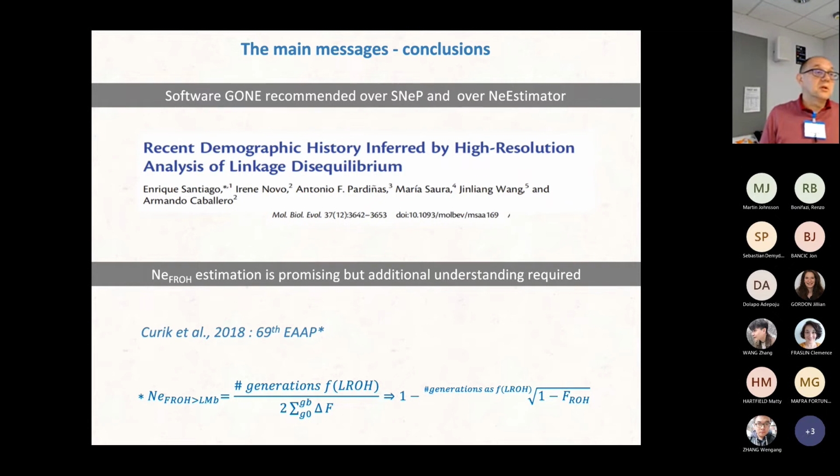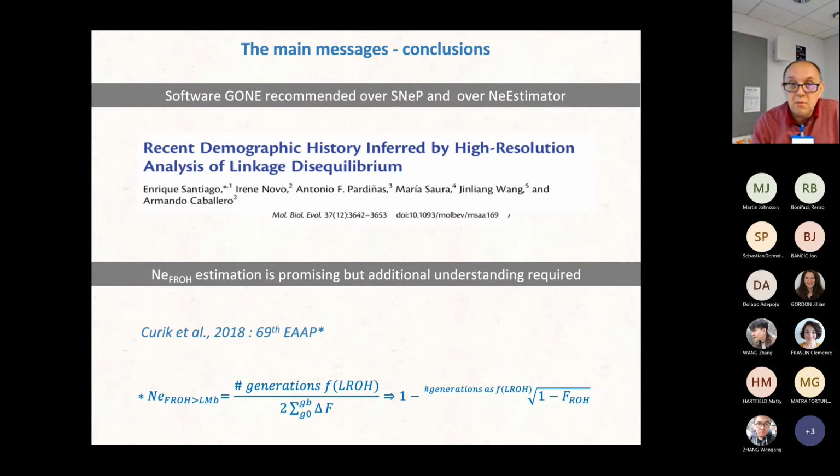So I would like to tell you my conclusions, the ones we think we can stand behind. We recommend the software GONE, and I think we finally have quite a reliable method and software. So we can now start to get more benefits than before, when we were not so precise. I would say this NA estimation from the runs of homozygosity is a quite promising method, although much more work needs to be done.